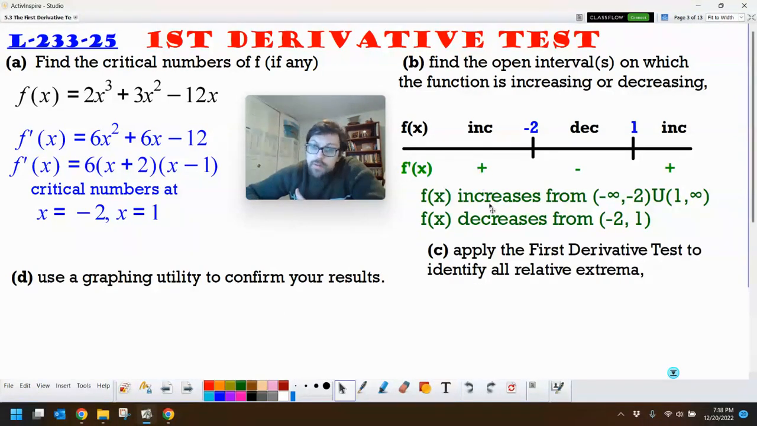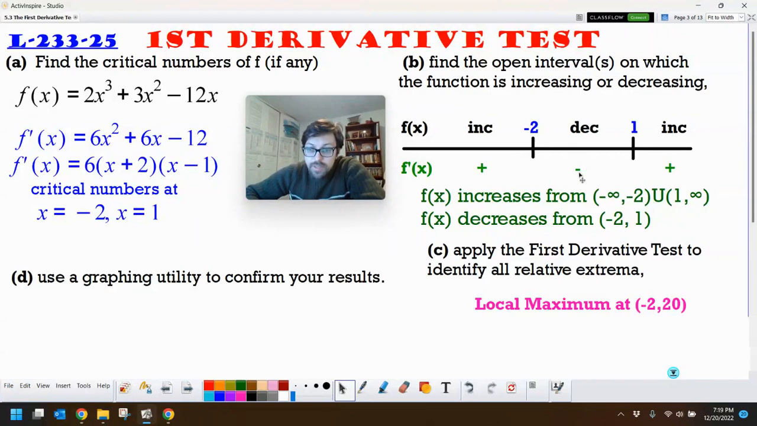Now that we know our intervals of increasing and decreasing, we can apply the first derivative test. We can see here that the derivative changes from positive to negative at this point. So we are increasing and then decreasing on the original, making this point a maximum. I got this 20 by plugging this -2 into the original function.